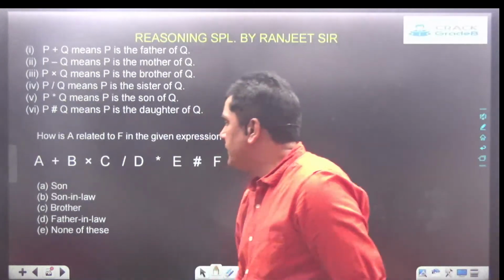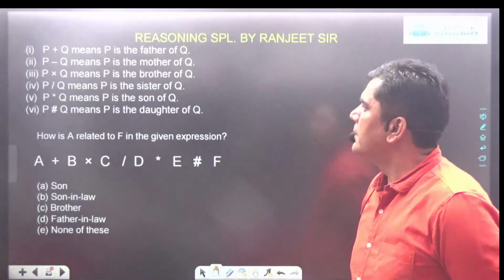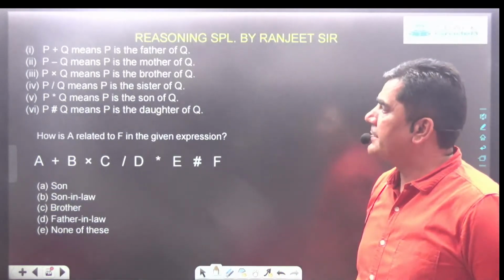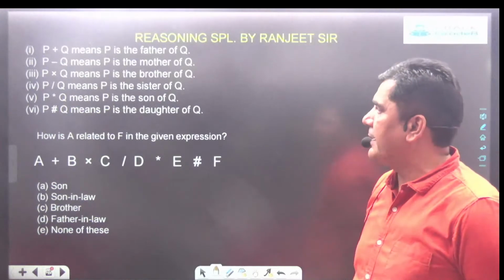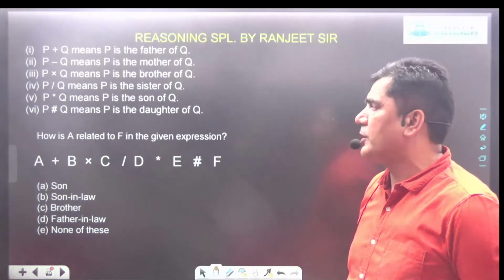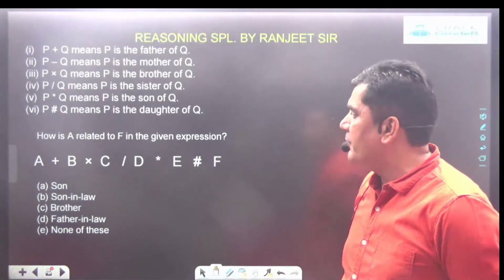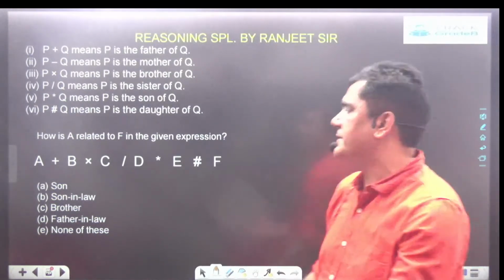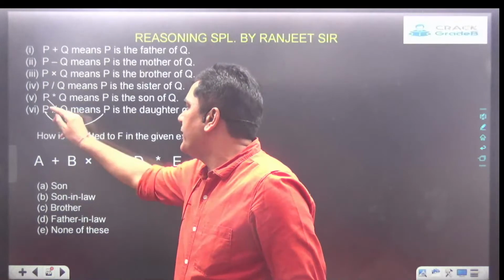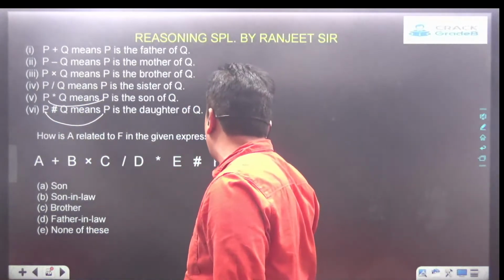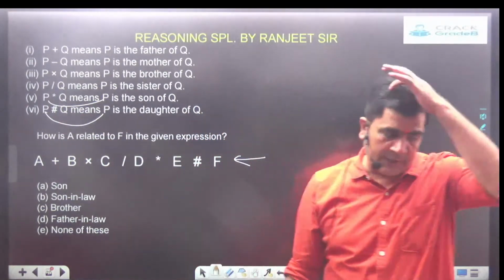Okay, let's go with this one. Same direction, my dear. P plus Q means P is the father of Q. P minus Q means P is the mother of Q. P cross Q means P is the brother of Q, and so on. Now again they are asking how is A related to F. Since the first person comes at the first place, always start from the last. So I will start from the last.